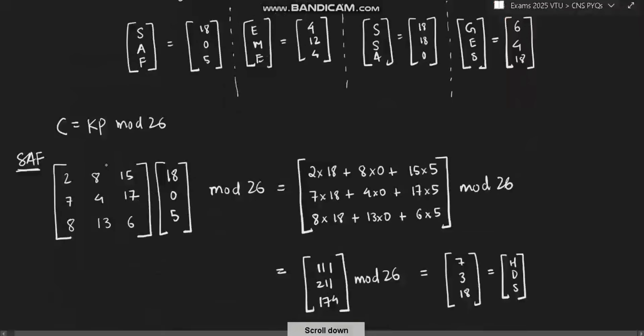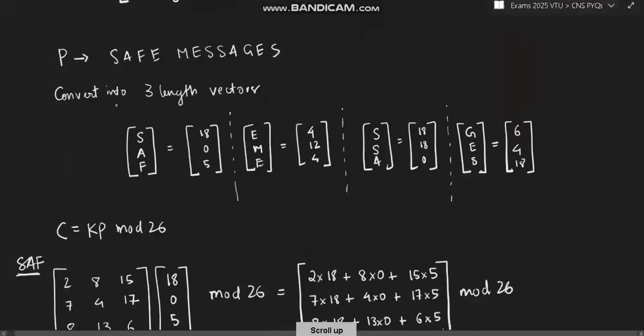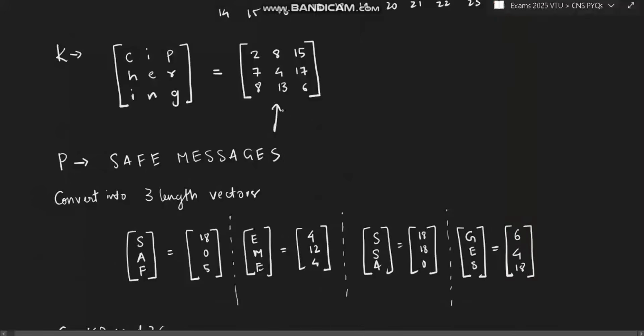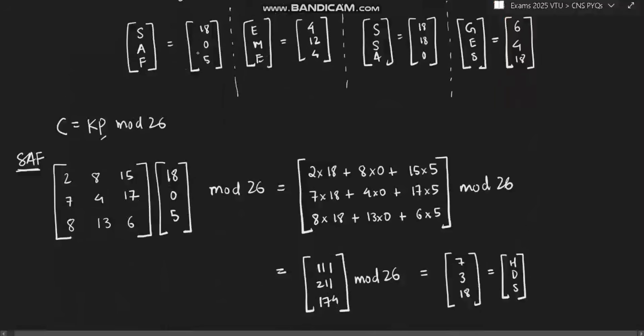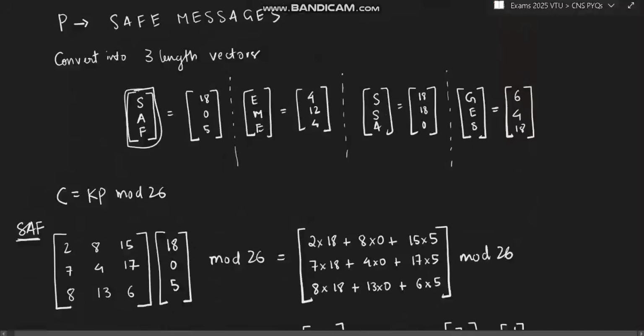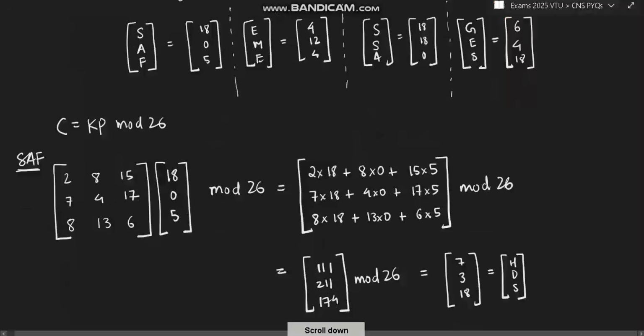After you have converted into the vectors, we apply the formula C equals K into P mod 26. K is the matrix we obtained from the key, multiplied by P. For each of these plaintext vectors I have to find an encryption. So 4 encryptions will be there, and I'll be substituting each here. The first encryption I will do for SAF. What will be the encrypted letters for SAF? How do we find out?